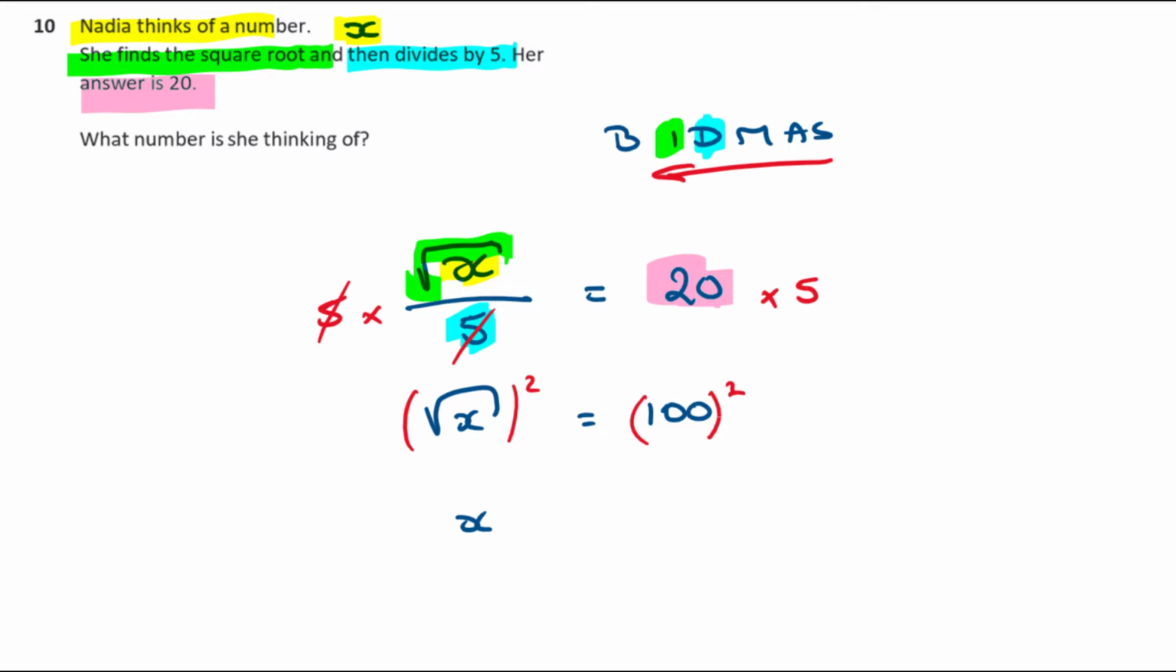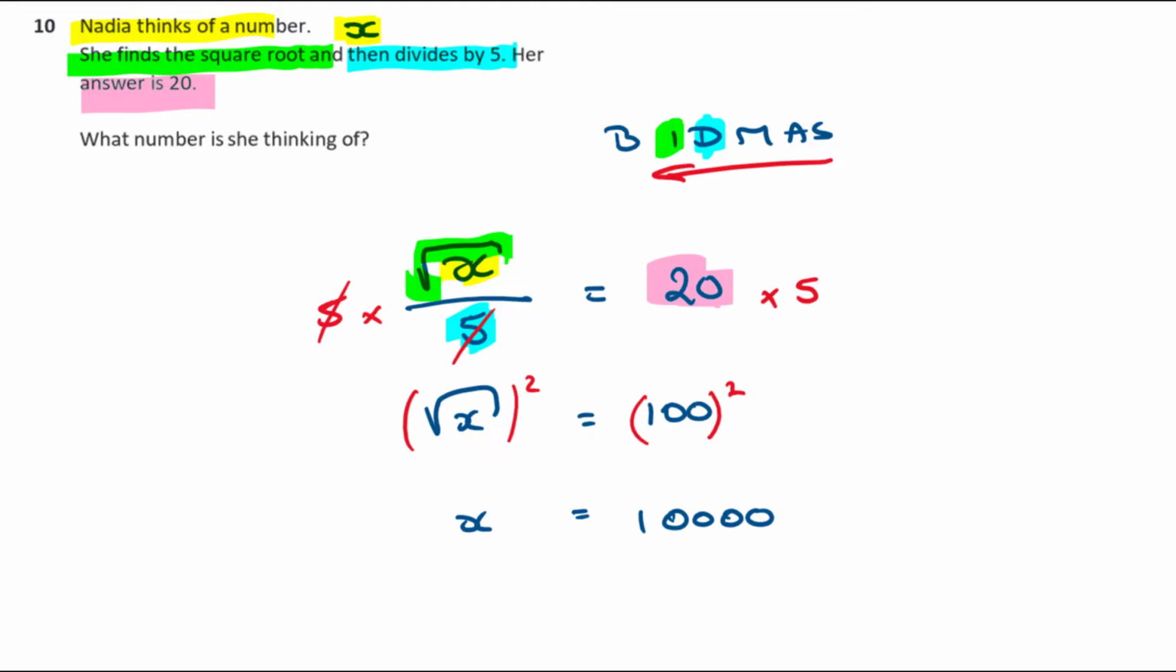what do I get? So the square root of x squared is going to leave me with just x, and the square of 100, what's 100 squared? Tap that into the calculator maybe, or if you know how to do like count zeros, it's going to be that, isn't it? 10,000. Okay, so x is 10,000.